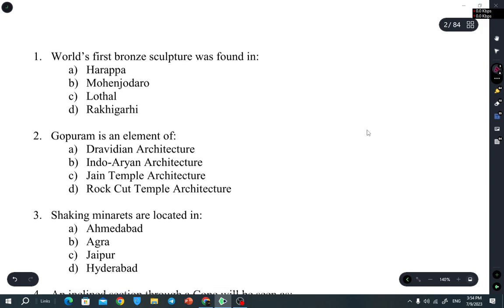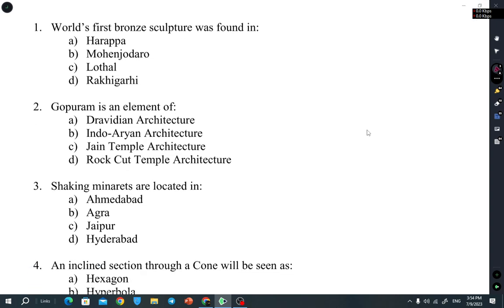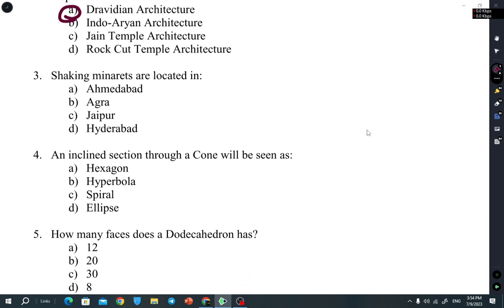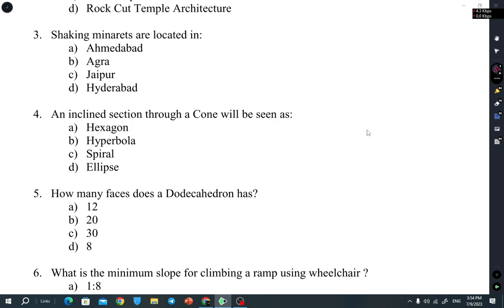So students, first question is, world's first bronze sculpture was found in, the answer will be option B. Next question, Gopuram is an element of Dravidian architecture. Most of the questions are related to architecture. Shaking minarets are located in Ahmedabad and inclined section through a cone will be seen as ellipse.